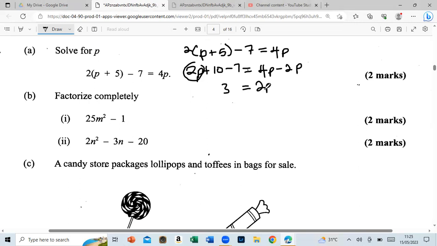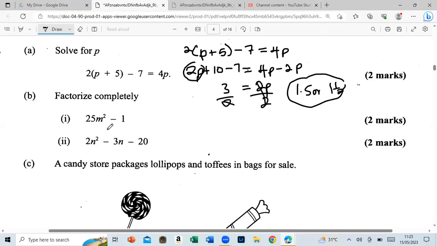I want to get P by itself, right? So it's been multiplied. So we take the inverse, which is divided by 2. So that's 1.5. So P is equal to 1.5. Whichever way you look at it, it's going to be the same thing. All right. Let's look at this one.